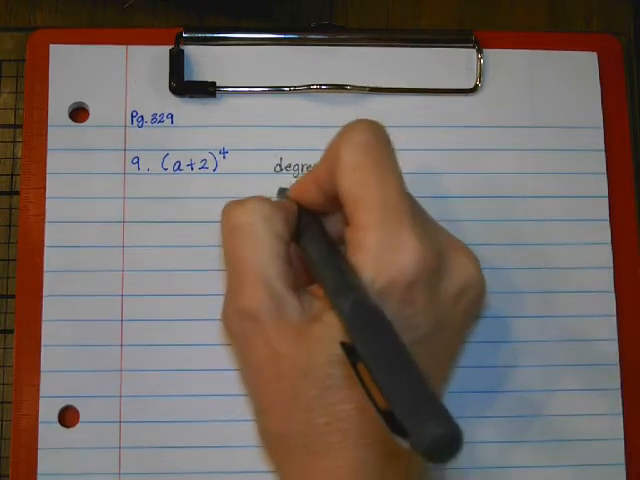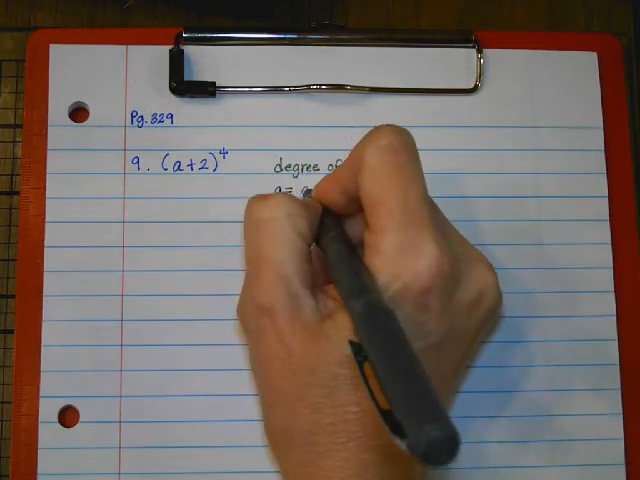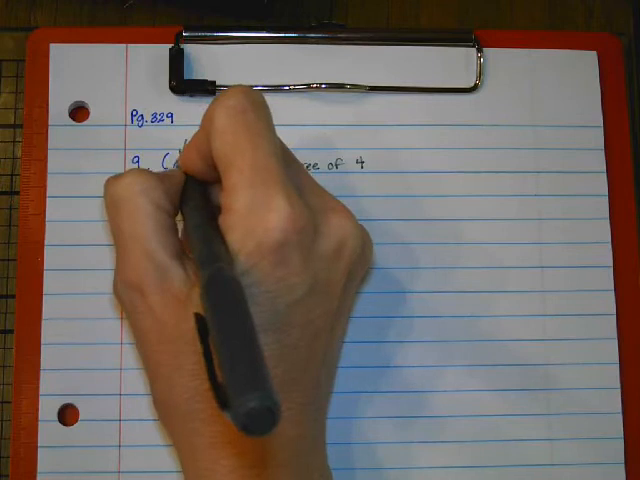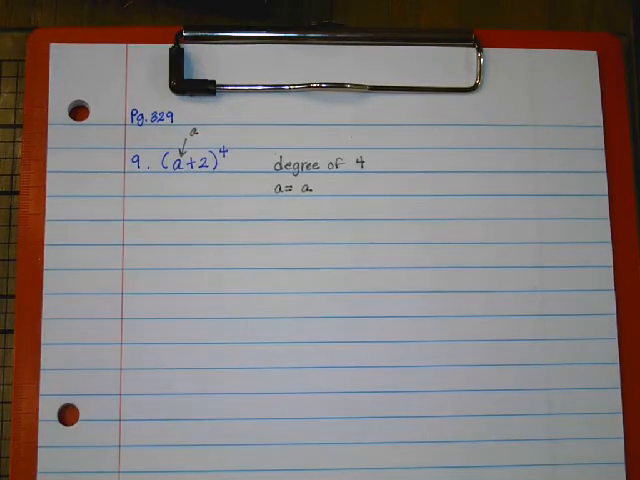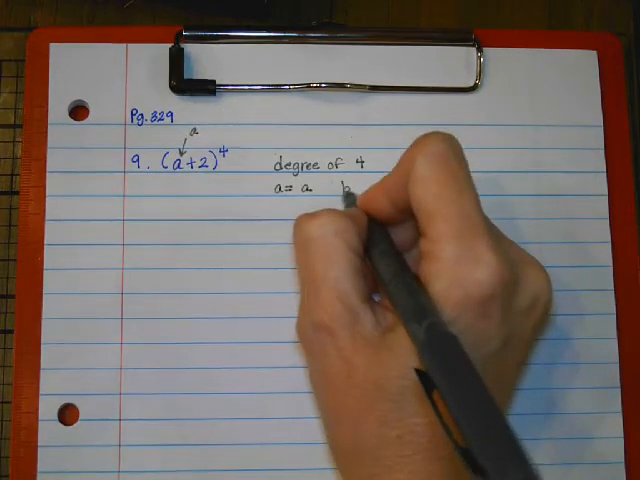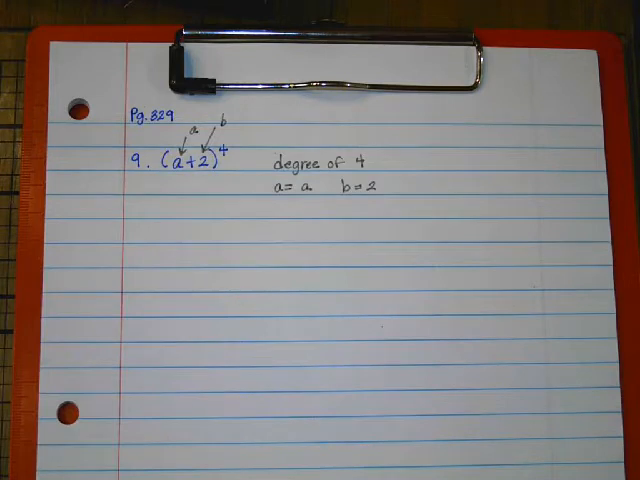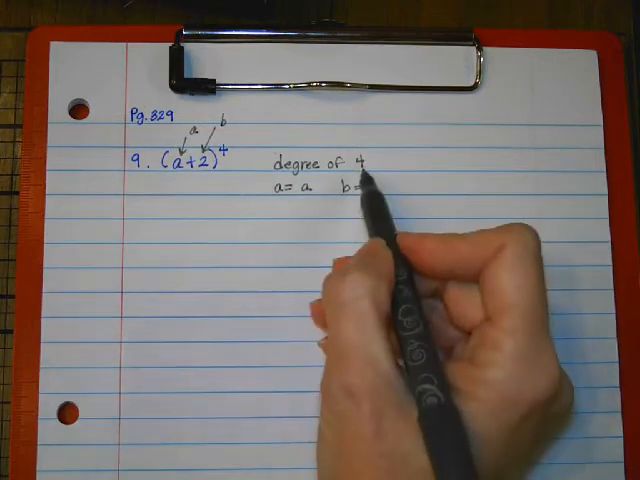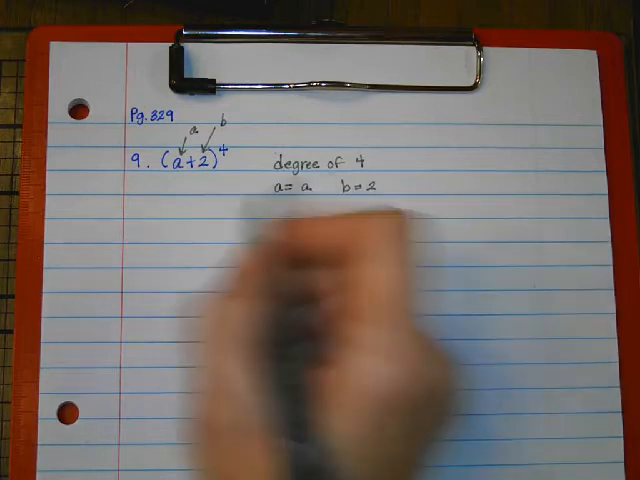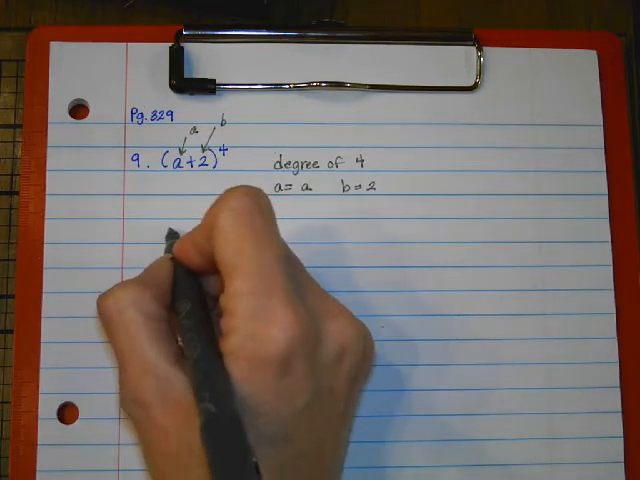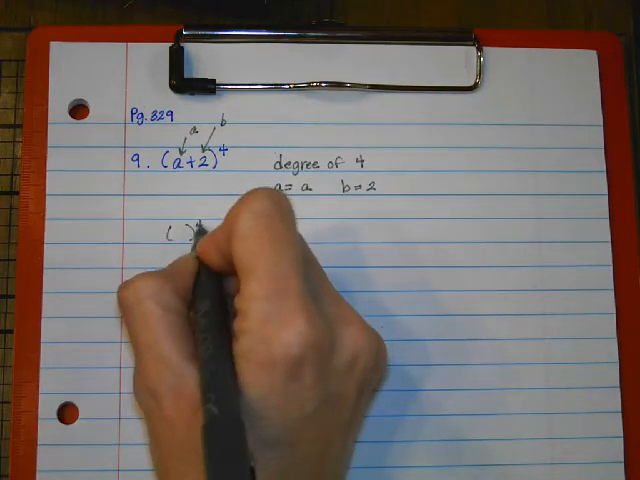I know that my A value is equal to A, because that's the A value. And I know that my B value is equal to a positive 2, because that's my B value. All right, so at least I know who my A value and my B value are. I remember from a degree of 4 that my A value starts out to the 4th power, and I don't have a B value.